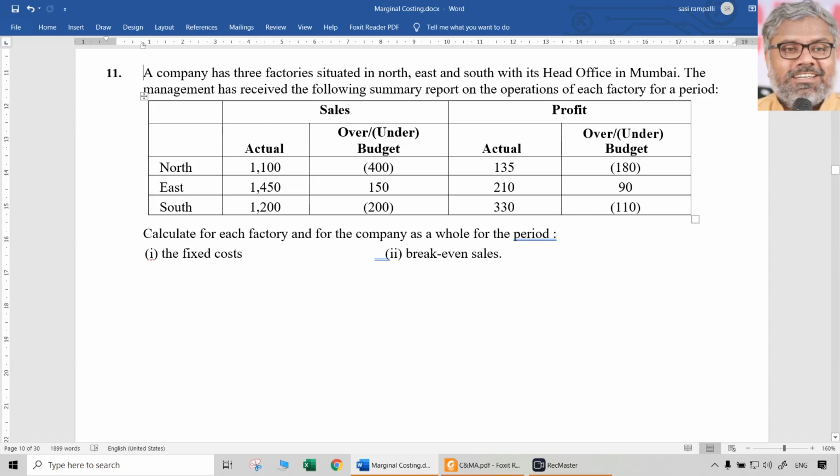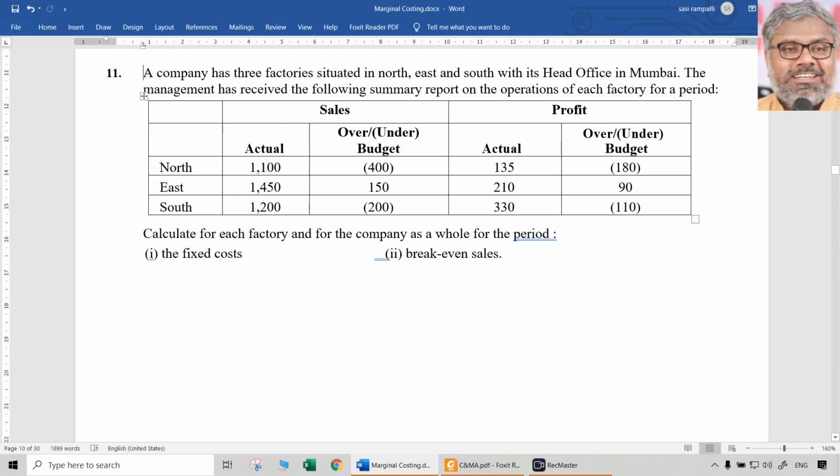Actual sales are given, over or under budget is also given. Same way for profit also, actual is also given, over or under budget is also given. Now what is asked for each factory and for the company as a whole for the period: fixed cost and break-even sales is asked.